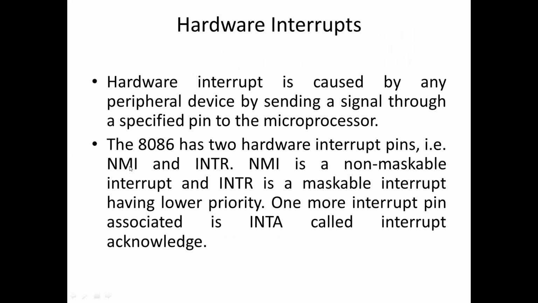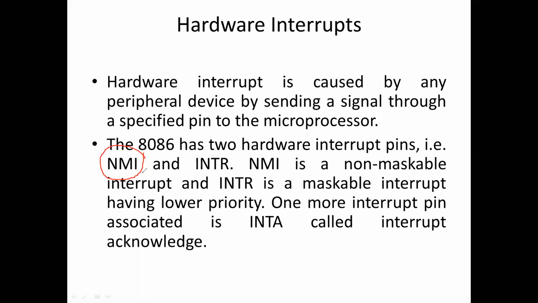Again, we have two types of hardware interrupts in 8086. The names are different. This NMI is different from TRAP, but the role is similar. There, the name was TRAP. Here it is NMI, non-maskable interrupt. It has the highest priority among all the hardware interrupts. INTR is also a pin available on the microprocessor for hardware interrupts. And we have one signal, the INTA signal, which is the interrupt acknowledge signal corresponding to this INTR maskable interrupt.